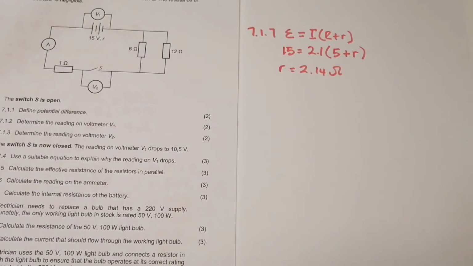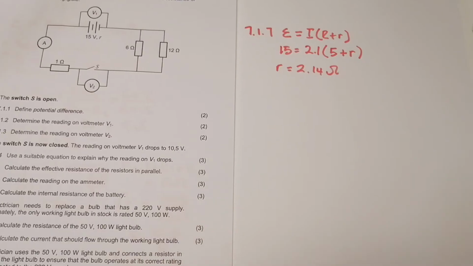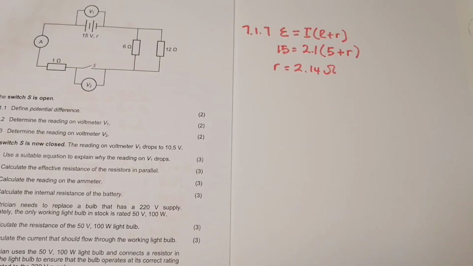So let's go to the next part. They say an electrician needs to replace a bulb that is on a 20-volt supply. Unfortunately, the only working light bulb in stock is rated 50 volts and 100 watts. Now they say to us, calculate the resistance of the 50 volt 100 watt light bulb.